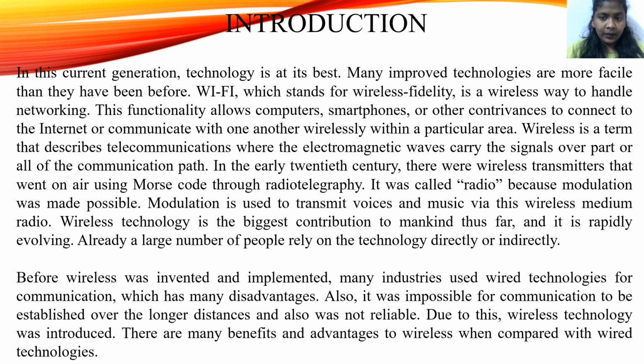Wireless is a term that describes telecommunication where electromagnetic waves carry the signals over part or all of the communication path. In the early 20th century, there were wireless transmitters that went on air using Morse code through radiotelegraphy. It was also called radio because modulation was made possible. Modulation is used to transmit voices and music via this wireless medium, radio.